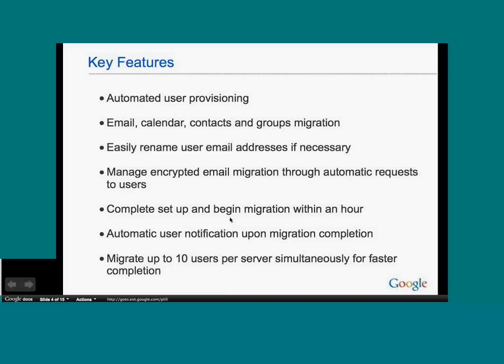As we mentioned before, it migrates email, calendar, contacts, and groups. And with respect to calendar, it does migrate all the recurrence patterns. It does not create many individual meetings from a single recurring meeting. It also properly recognizes the owners of a meeting and will fan out the invitations. And I can talk a little bit more about that if anybody's interested. So it's a high-fidelity calendar migration.